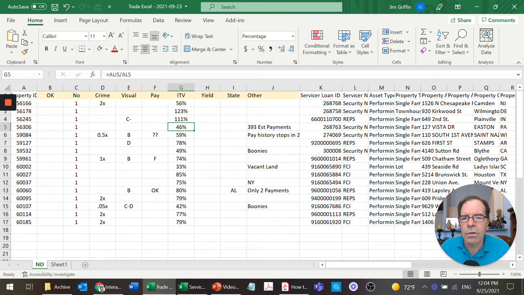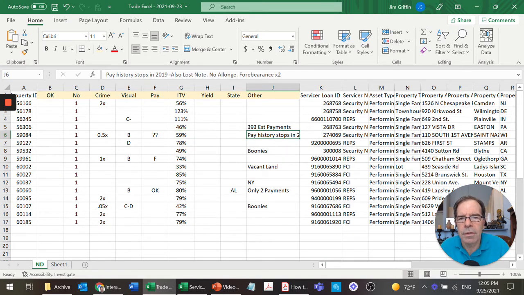Okay, so what about this one? Here's one where it's a low crime area. When I'm rating visuals, I have my own system, but B is pretty good. Investment to value is nice and low, but you see I have this question about the pay history. The pay history stops in 2019. So I reached out to the seller and found out that indeed it did stop in 2019. I don't know why this note was listed as a performing note when it's not performing.